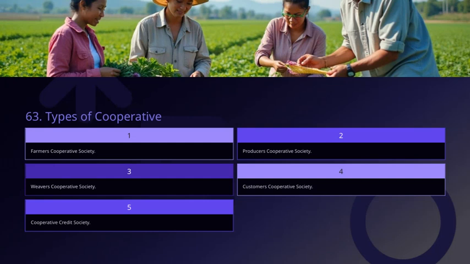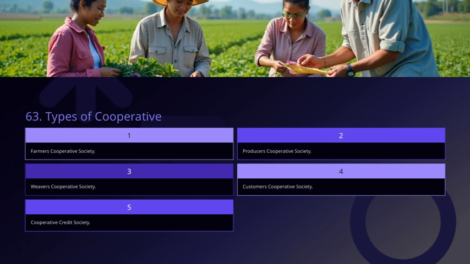Now, let's take a look at some common types of cooperatives. First, we have the Farmers' Cooperative Society. This type is primarily formed by farmers to help them access resources, share equipment, and market their produce more effectively. Next, there's the Weavers' Cooperative Society, which supports local weavers by providing a platform to sell their textiles and improve their craft through collective effort. Then, we have the Cooperative Credit Society, which plays a crucial role in providing affordable credit and financial services to members, especially those who might not have access to formal banking.